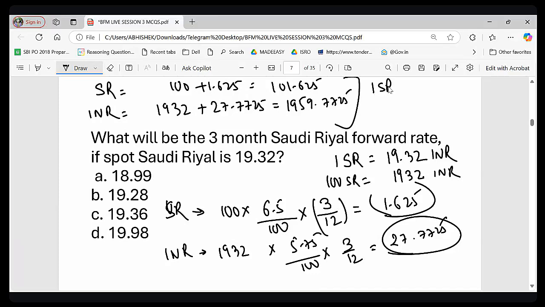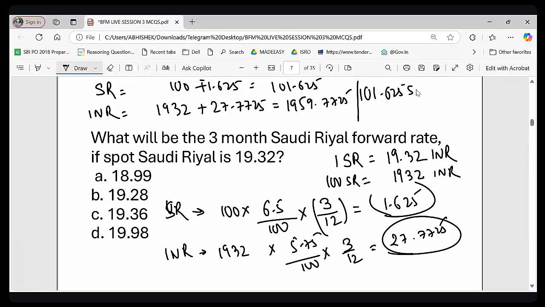Let me erase it. So we just equate both of them, right? We will say 101.625 Saudi Riyal is equal to 1959.77 Indian rupees. So how much will be 1 Saudi Riyal? This will be 1959.7725 divided by 101.625. And after calculation, you will get 19.28. Option number B will be correct.